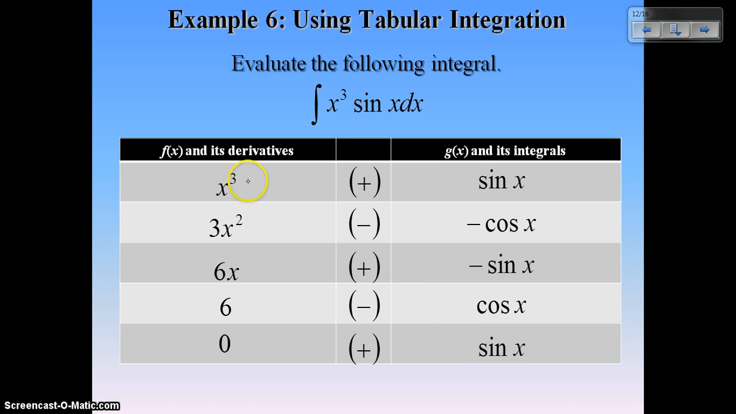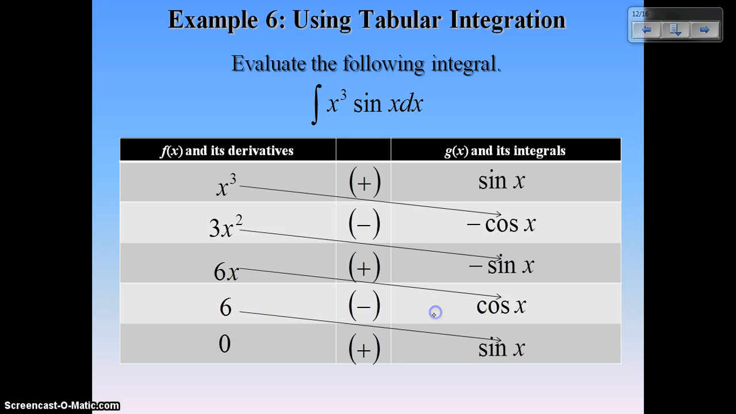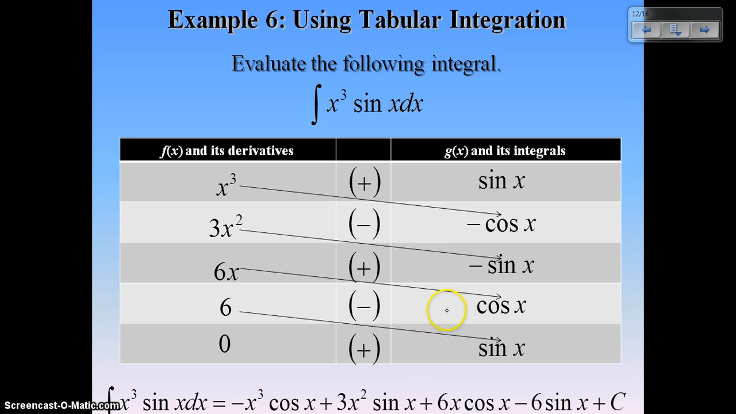Now make your lines. X cubed positive cosine negative. So it would be negative x cubed cosine x. And then that would be negative 3x squared times negative sine. So it would be positive 3x squared sine x. That would be a positive 6x and a cosine. So 6x cosine x. And then minus 6 sine x plus c.